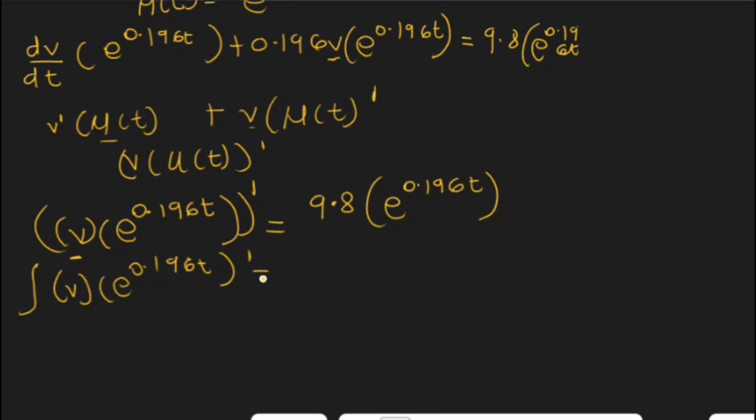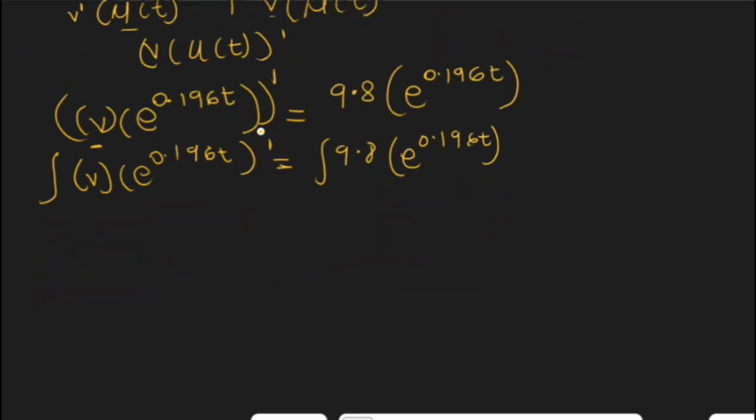So this should be equal to the integral. When you are taking integral, we take it on both sides so that it's going to be accurate, because whenever you have an equation, what you do to the left side, we do to the right side. e to the power 0.196t. So at this point, we can clearly see that our derivative is going to cancel the integral sign here, because if you integrate a derivative, it cancels out. So here we'll be left with v multiplying e to the power 0.196t.